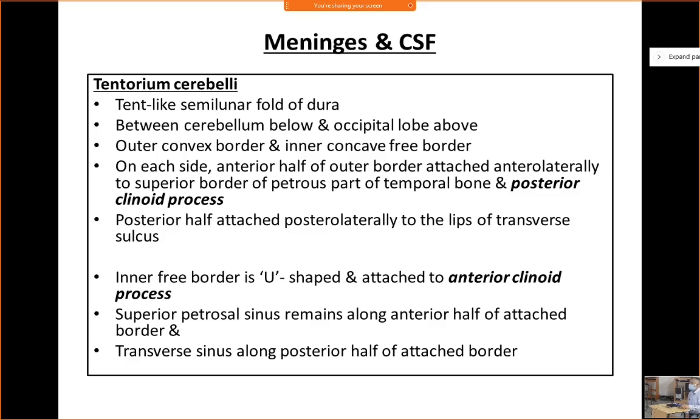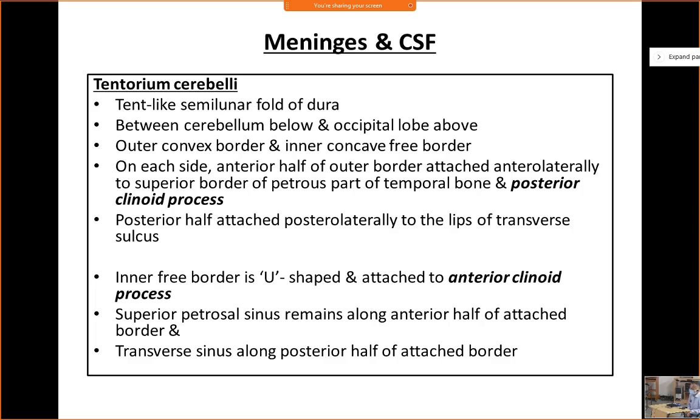Then come to the tentorium cerebelli. The tentorium cerebelli is a tent-like semilunar fold. Why is it called semilunar? Because it is semilunar in shape. Anteriorly the border is free, while the posterior border is attached to the bony margin. It is present between the cerebellum, which is below, and the occipital lobe of the cerebral hemisphere above. So the cerebrum is above and the cerebellum is below. In between there is a partition, and that partition is called the tentorium cerebelli.